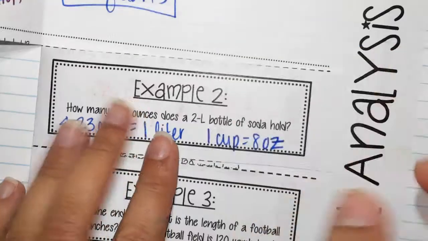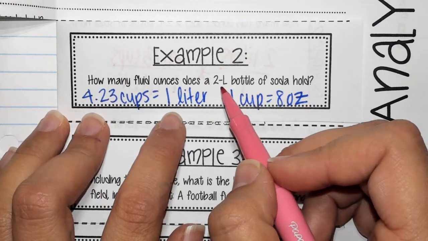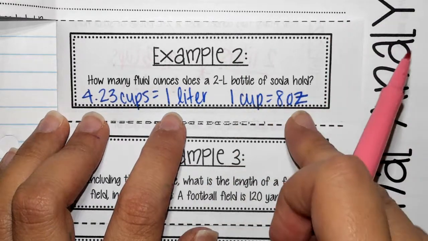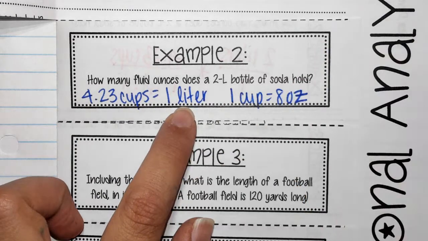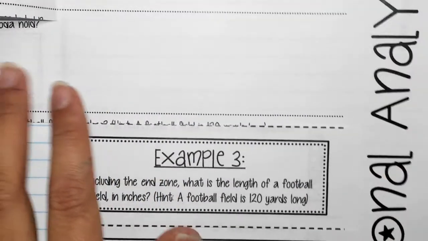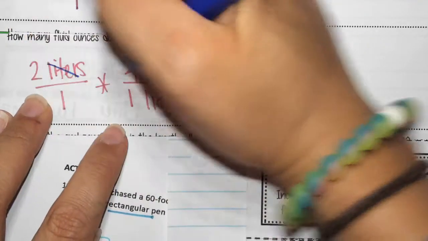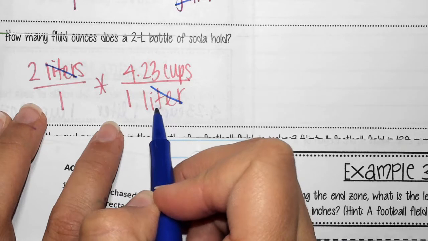So we wrote down, because we don't have a measurement from going to ounces to liters. Well, we could figure it out, but that's what we're doing here. But we do know that there are 8 ounces in a cup, and there are 4.23 cups in a liter. That's what we wrote down to begin with. So we start by doing our first conversion. We're trying to get rid of liters. So we say 2 liters divided by 1 times 4.23 cups divided by a liter.